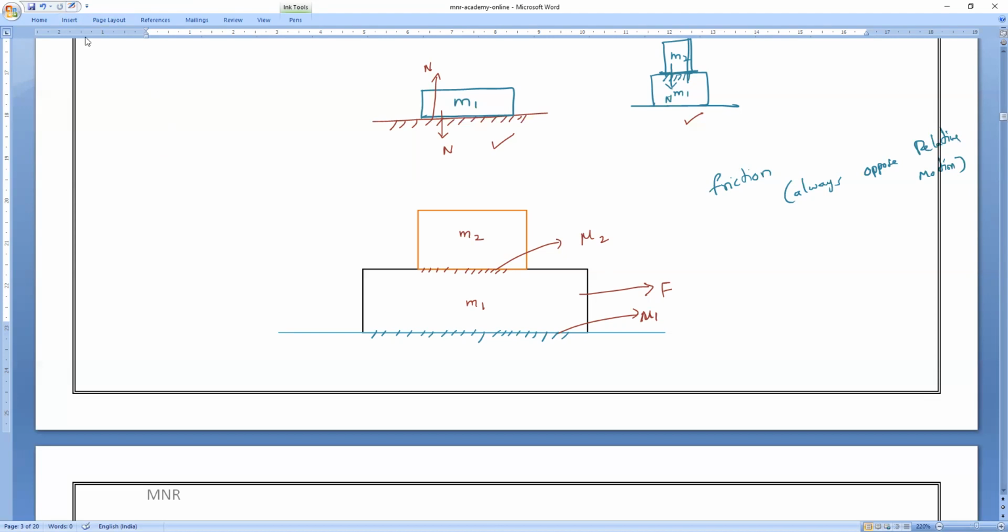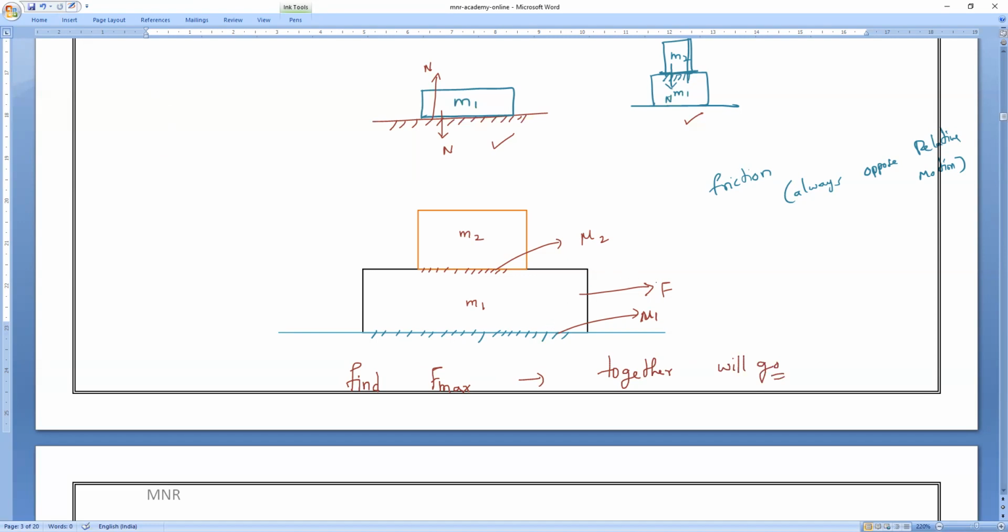Now, in this block on block, what they will ask you basically in JEE and NEET is: find the maximum force where the two blocks will go together. Understand what I'm saying? Where both the blocks will go together.